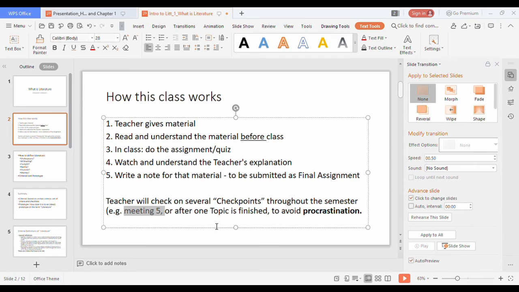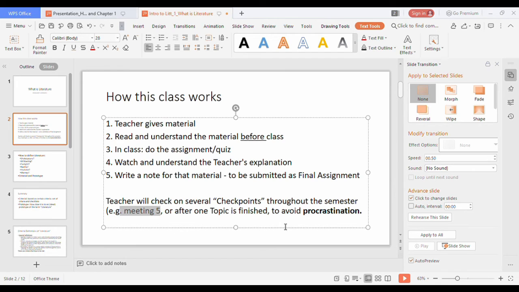No, I will not give the grade, because I will give the grade at the end of the semester as a final assignment. During these checkpoints, I will check whether your notes have any weaknesses or need improvement, or whether you do not write everything that you should be writing. So I will give you that input, and you have to improve them to get a good score for your final assignment, your summary final assignment.